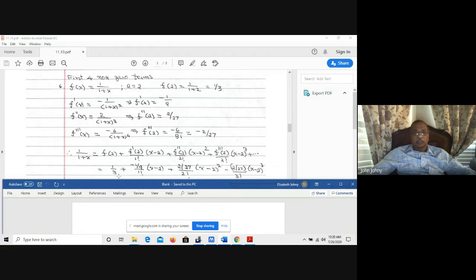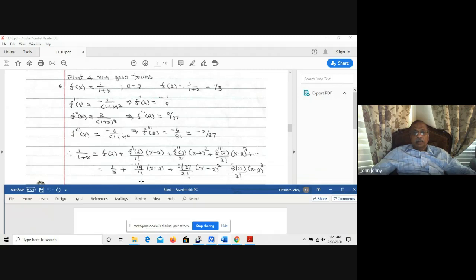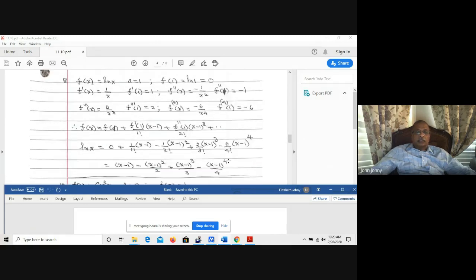So you have the first 4 non-zero terms here: 1/3 minus 1/9 over 1 factorial, plus 2/27 over 2 factorial times (x minus 2) squared, minus 2/27 over 3 factorial times (x minus 2) cubed. Every other term is negative.